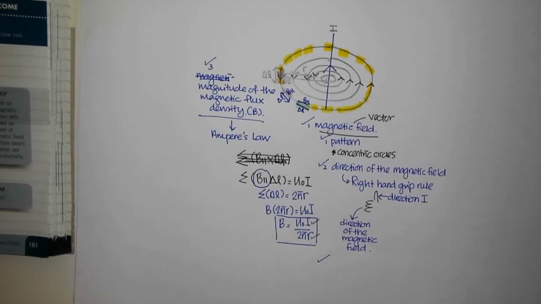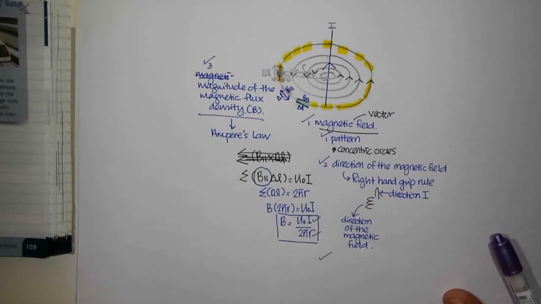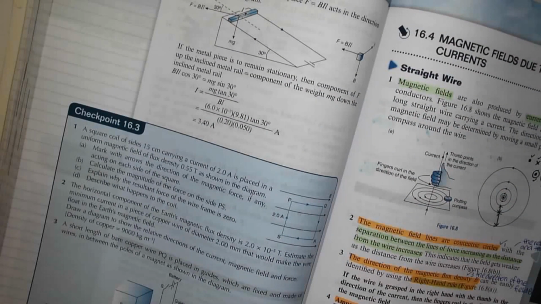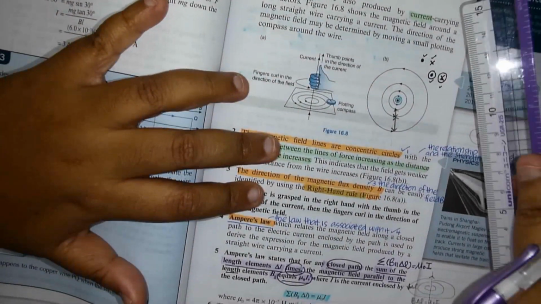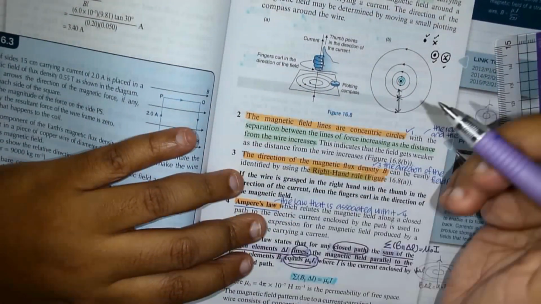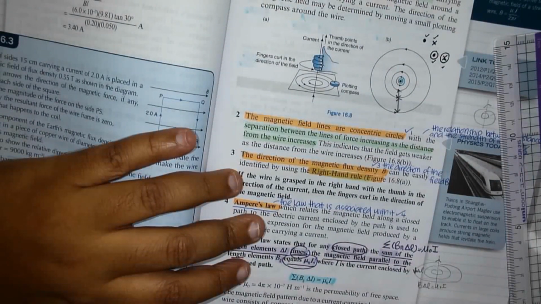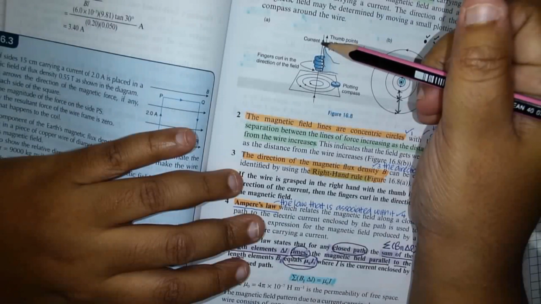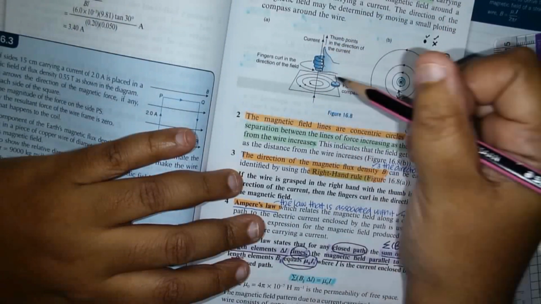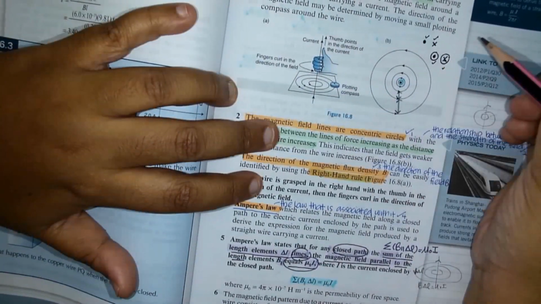And one more thing that I want to explain. Let's look at the textbook here. So this is the concentric circle for this example. This is the conductor that is carrying the current. This is the concentric circle. The pattern is a concentric circle.